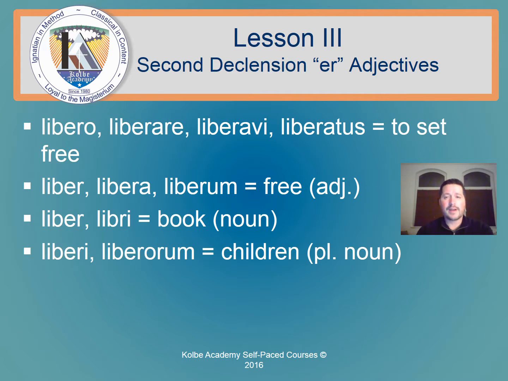Okay, these are listed at the top of page 15. And we can see, first of all, we have a verb. Libero, liberare, liberavi, liberatus. Four principal parts of this to set free verb. Then we have an adjective, which is what we just learned. Liber, libera, liberum. And there is also this noun that looks just like it. But we have liber, libri, which means book.